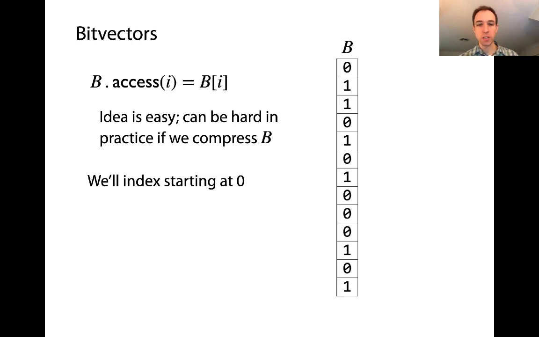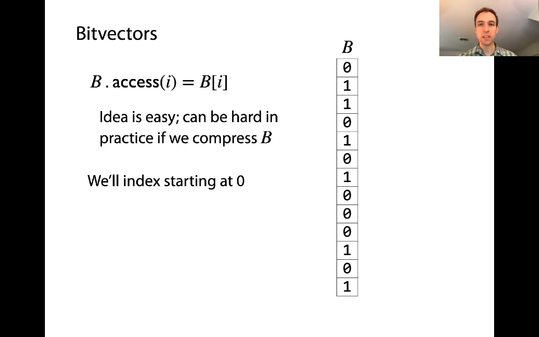A notational point that's important is when we think about offsets within the bit vector, we think about the different slots within the bit vector, starting from the top down, let's say. We're going to do our indexing starting at 0.